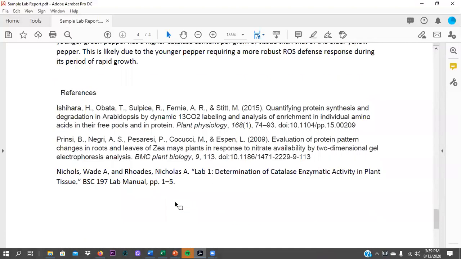All the sources cited in the lab report should be listed in MLA format in the reference list. Again, you should aim for at least 3 primary sources. A sample citation for the lab manual is here. This concludes the lab report tutorial.